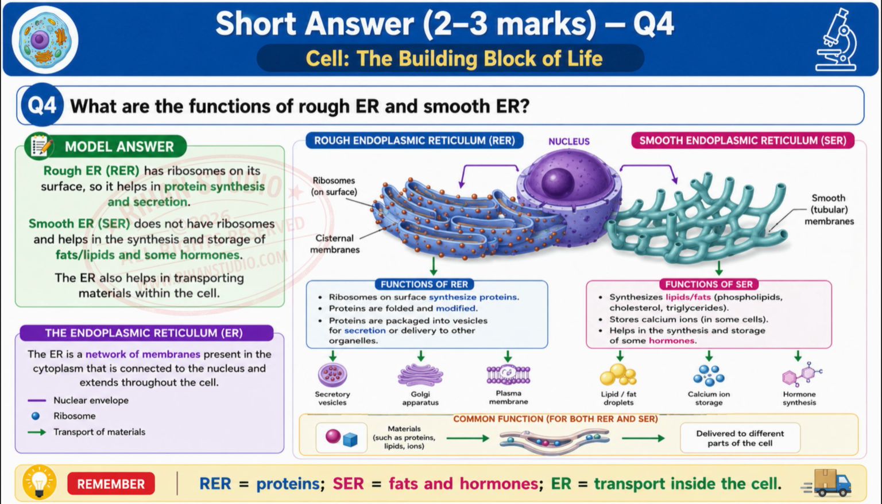4. What are the functions of rough ER and smooth ER? Model answer. Rough ER, RER, has ribosomes on its surface, so it helps in protein synthesis and secretion. Smooth ER, SER, does not have ribosomes and helps in the synthesis and storage of fats, lipids, and some hormones. The ER also helps in transporting materials within the cell.